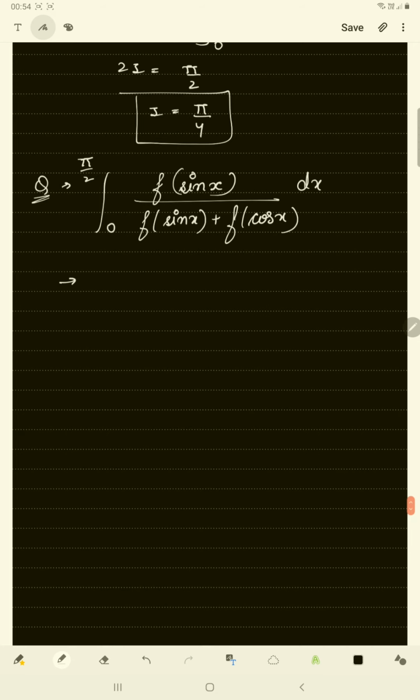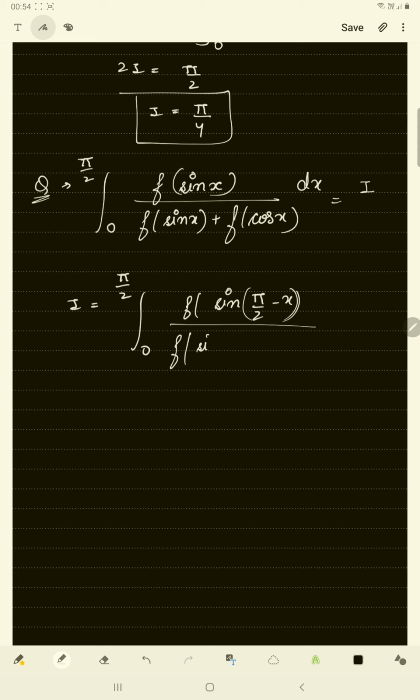So now just applying the King's rule again, we can term this question as I itself, and then we get the other I by changing the x in the function. So function of sin of pi by 2 minus x upon function of sin of pi by 2 minus x plus function of cos of pi by 2 minus x.